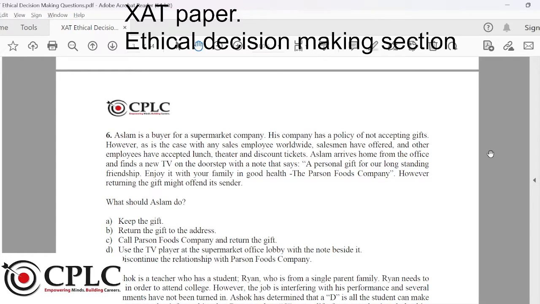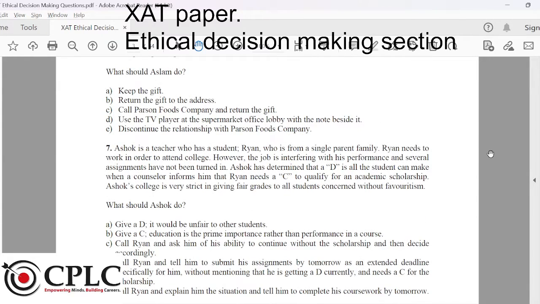Discontinue the relation with Parson Foods. Now, this is also out of option. This is because you cannot just discontinue a relationship with some other company. So the answer will be option C, call Parson Foods Company and return the gift, even if it offends its sender. Okay, so you should go with C option.